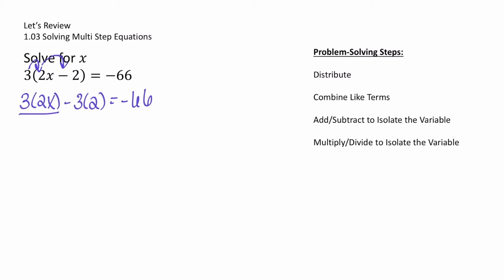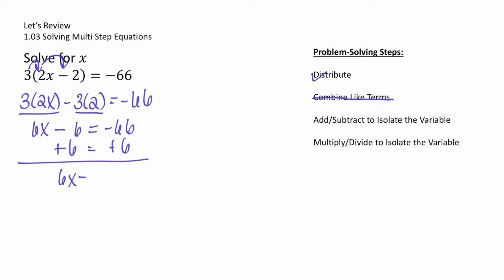So the 3 times 2x will be 6x minus 3 times 2 is 6. And that equals negative 66. So we've distributed. We don't have like terms to combine on either side of the equation. So now we're going to add or subtract to isolate the variable. We're going to add 6 to both sides, and that's going to give us 6x equals negative 66 plus 6, which is negative 60. Now we're going to divide both sides by 6, and then on the left side we have x equals negative 60 divided by 6, which is negative 10.